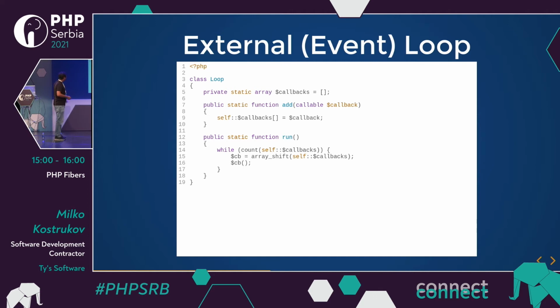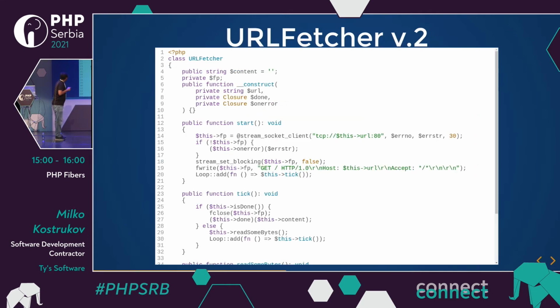Okay, so pretty simple, I think. And now we're going to refactor some more. We're going to make our URL fetcher class work with this external loop. Now, because when we call the function that will start downloading, it will exit immediately, we cannot just return the contents of what we get. We don't know when the contents are going to be there, so we need to add 2 more callbacks.